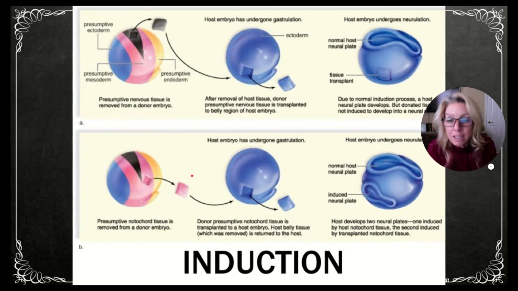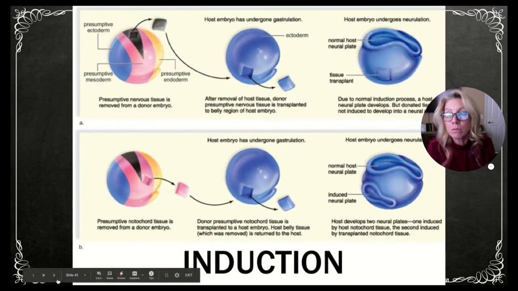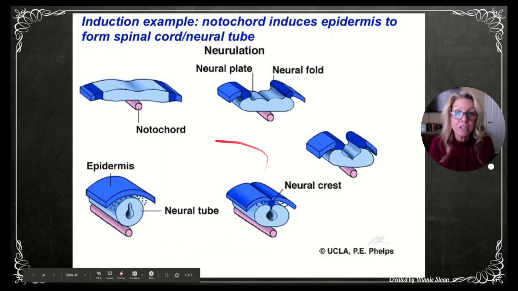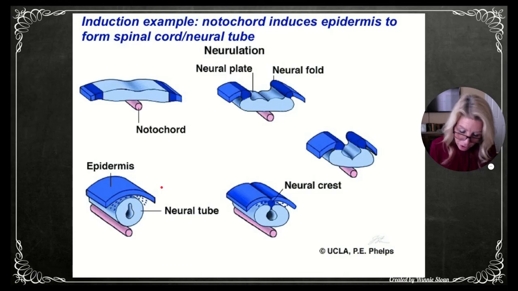So look at the second experiment. They took some presumptive notochord and transplanted that. When they did that, they ended up getting two nervous systems developing as a result. That's showing you it's all about the mesoderm, specifically the notochord, getting the ectoderm to fold in. An example of induction, like what we discussed earlier. So in your notes underneath 2B: notochord induces brain development.